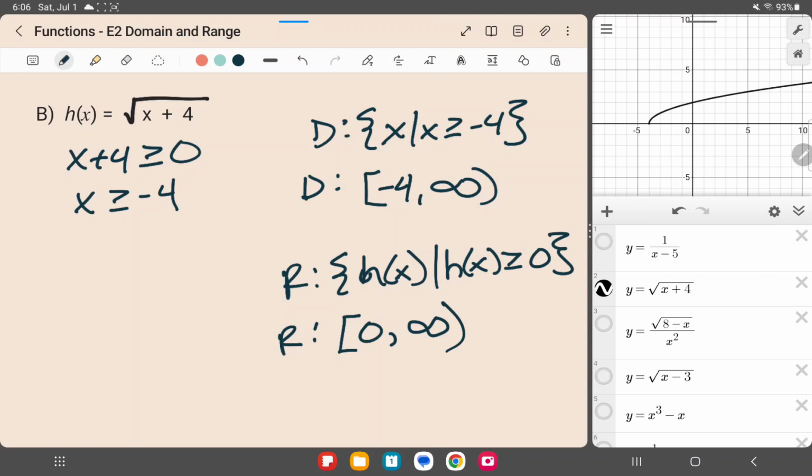Again, I'm using that bracket to signify that 0 is an acceptable solution.